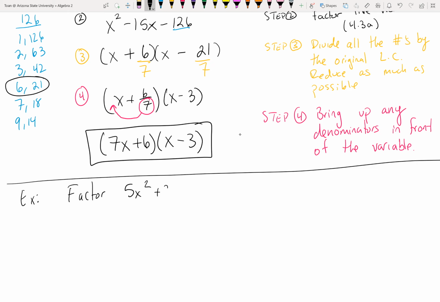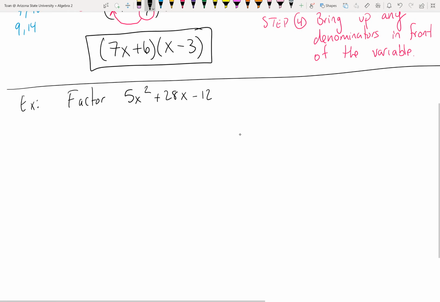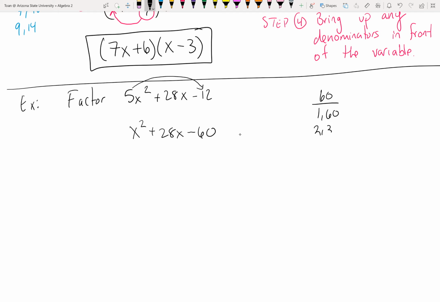5x squared plus 28x minus 12. So, oh no, there's a number in front of the x squared. So the first thing I'm going to do is I take this 5 and multiply it into the last number. So then I treat this like a regular problem that we did yesterday. So the last number is 60, so I'm going to pairwise factor the 60. 1 and 60, 2 and 30, 3 and 20, 4 and 15, 5 and 12, 6 and 10, and I think that's it. So that's the entire list.